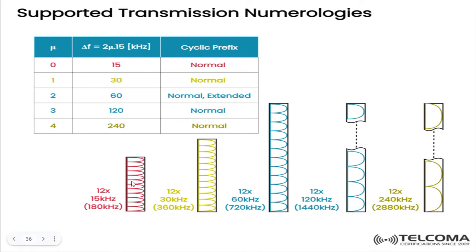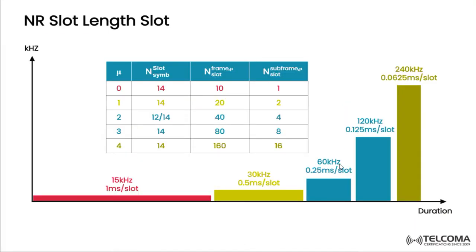We can see here that if 12 subcarriers are there and the spacing is 15 kilohertz, the total is 180 kilohertz. Similarly, it can extend up to 2880 kilohertz. Now this is the new radio slot length. We can see here for 15 kilohertz subcarrier spacing the slot is 1 millisecond, then 0.5 millisecond, and then 0.0625 milliseconds per slot.